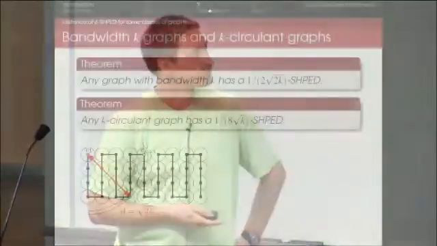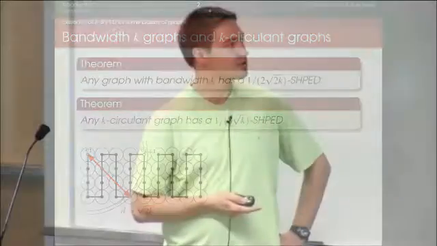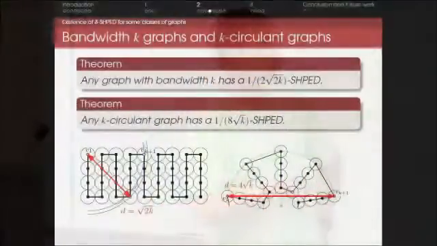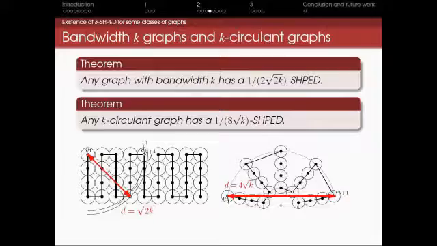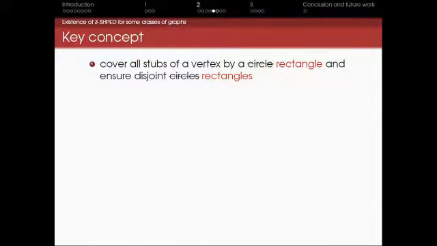Now for k-circulant graphs, we can do similar considerations. K-circulant graphs are graphs where we can order the vertices on the boundary of the circle, and every vertex is connected to at most k left or right vertices. So we take the same snake-like fashion and draw it on an annulus, and if we compute the distance, we get again a value of 4 square root of k. Replacing it in the key concept formula, we can prove this. Now we can change the concept.